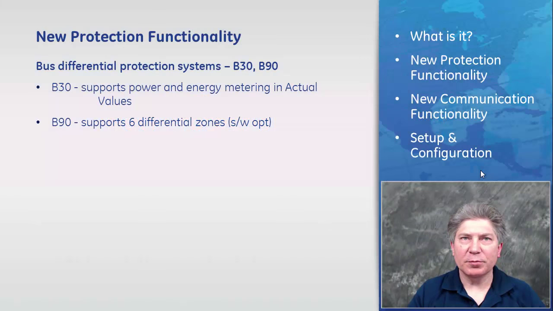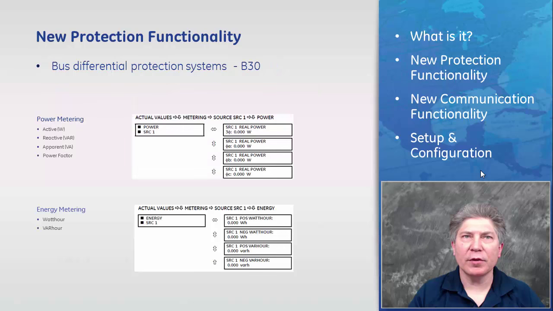From a protection perspective, only the bus differential protection elements were impacted. The B30 now supports power and energy metering. The B90 now supports up to 6 bus differential zones. Let me elaborate on each one.